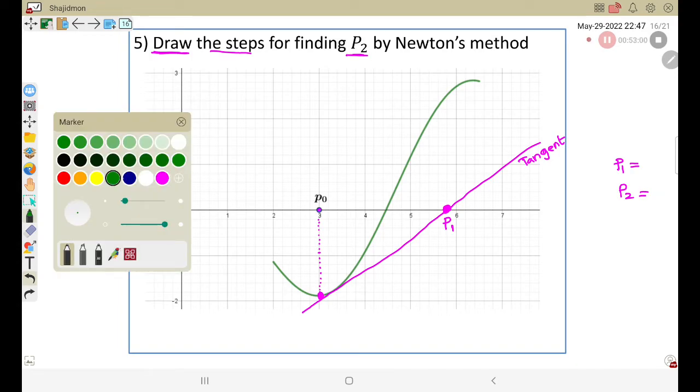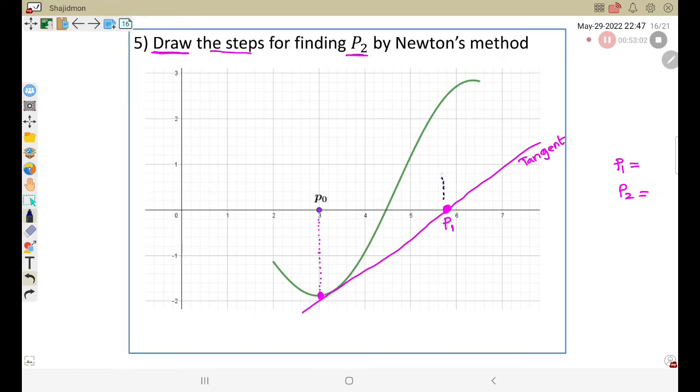Now P1 number, again mark on the graph. See this number P1, just mark on the graph here. After that, draw a tangent line passing through that point like this. Wherever it is touching the x-axis, that is P2, the second approximation. So these two we need to mark here. Where is P1? Where is P2? The location. So P1 is here, P2 is here.